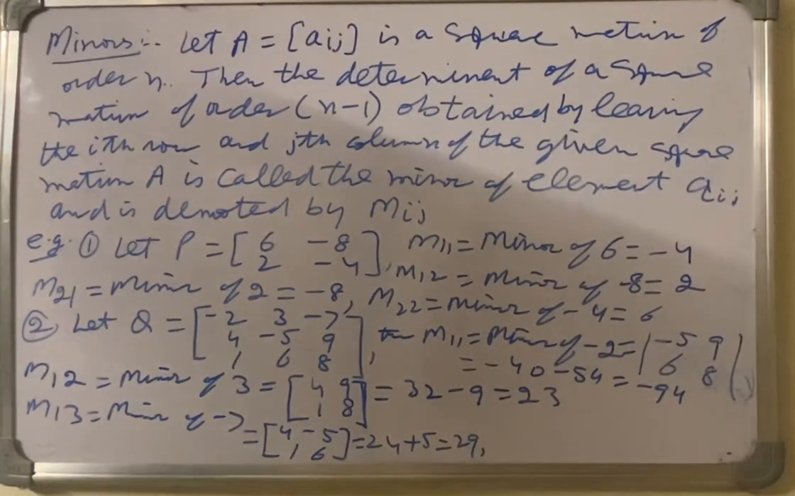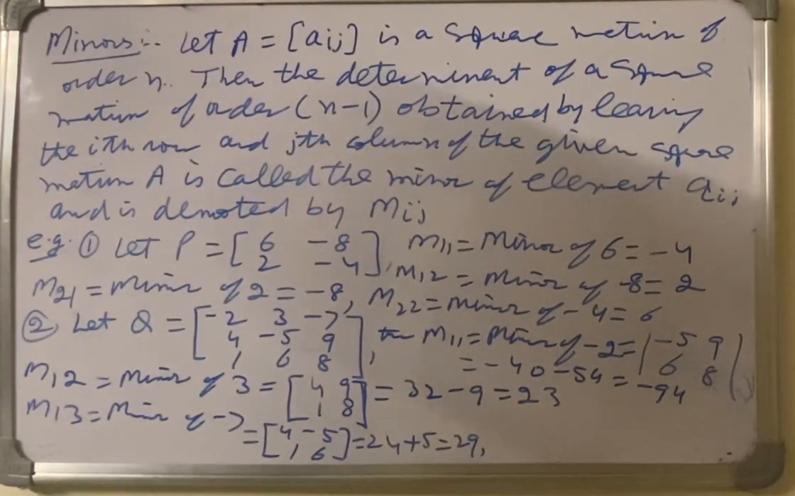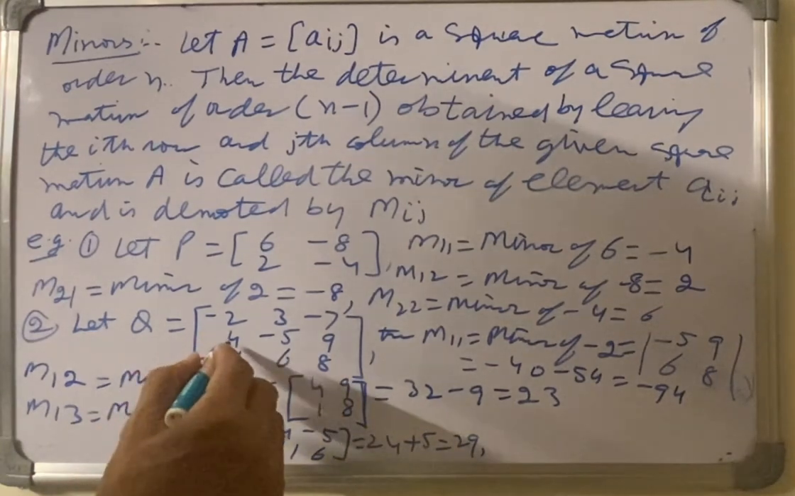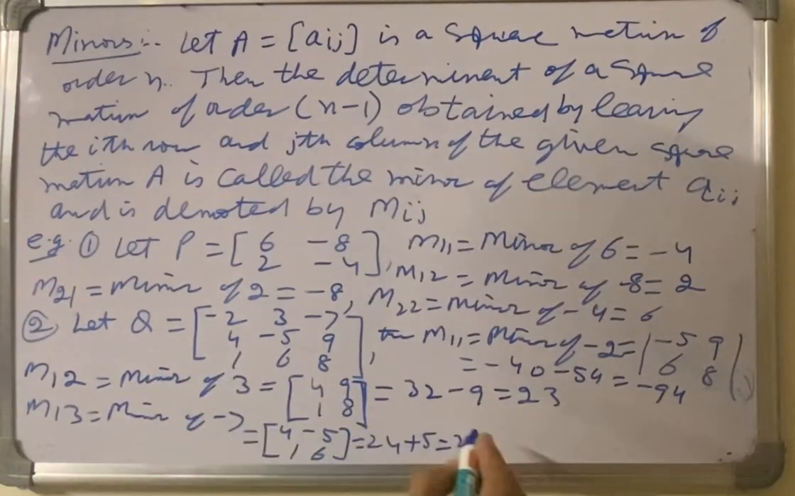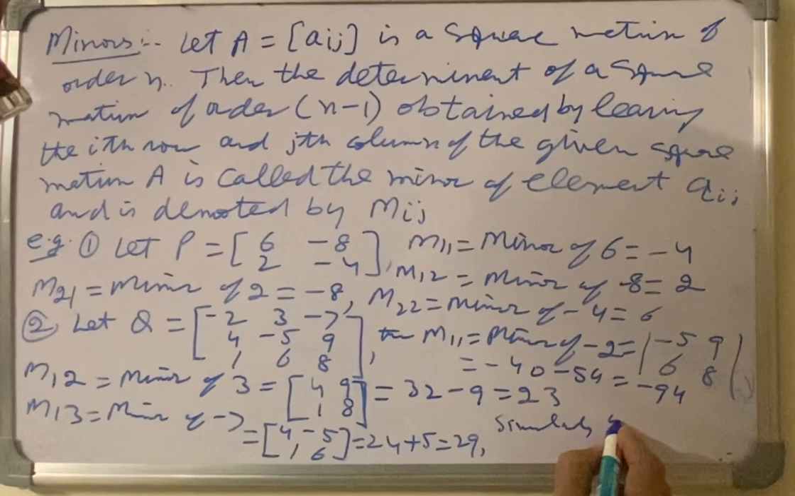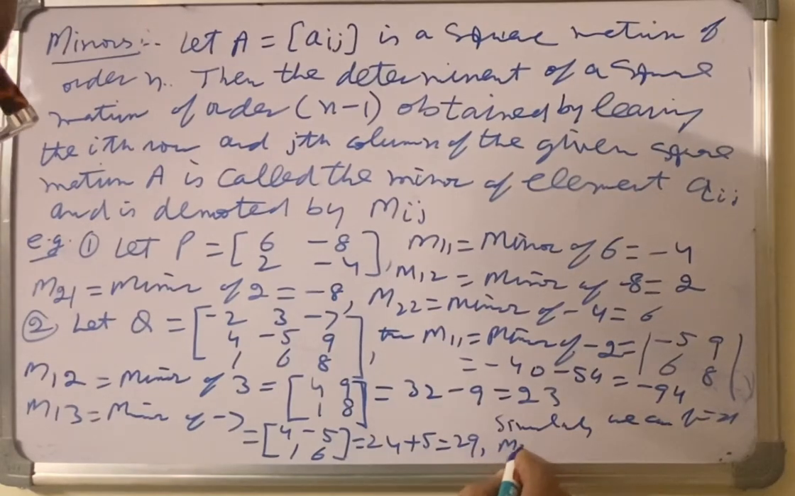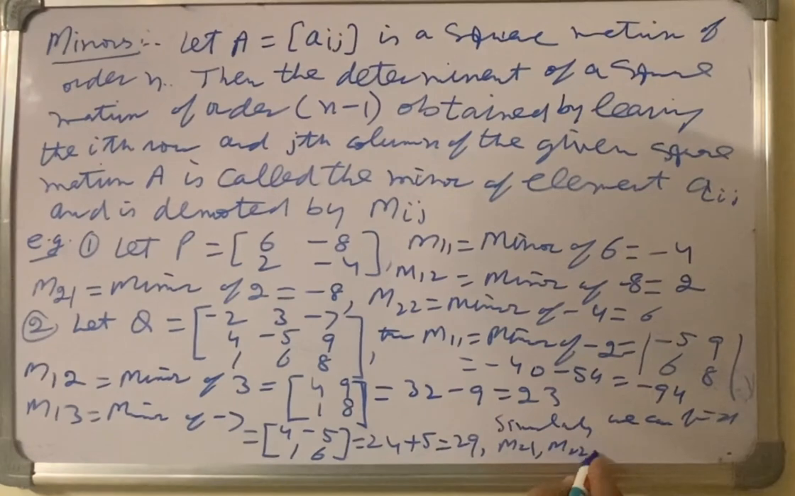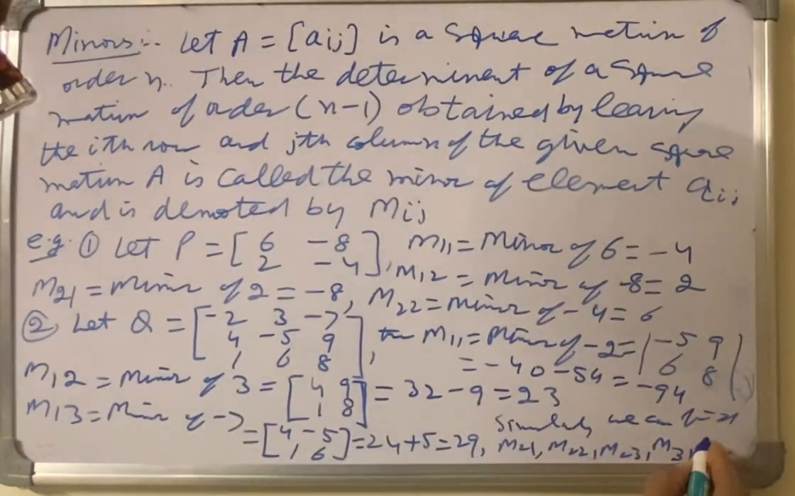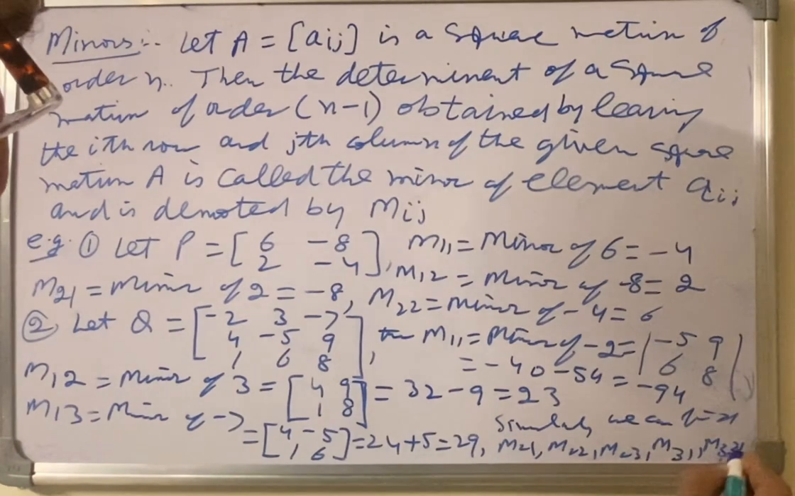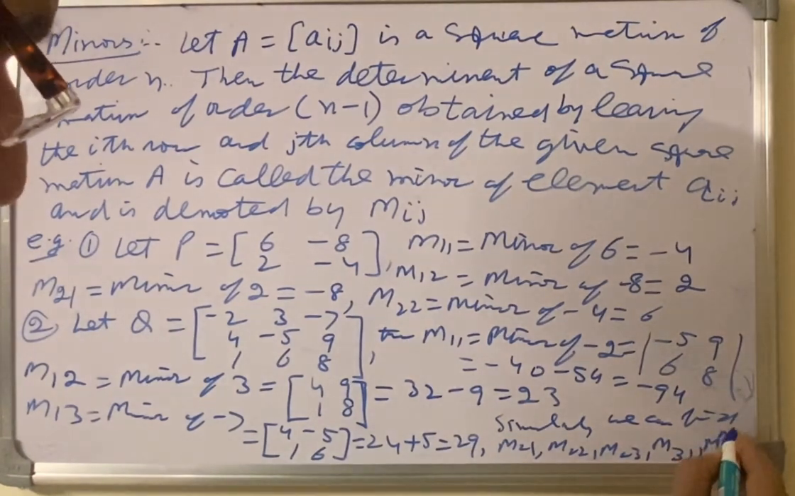Then similarly, you can find all these. Similarly, we can find M21, M22, M23. Similarly, this is M31, M32, M33.